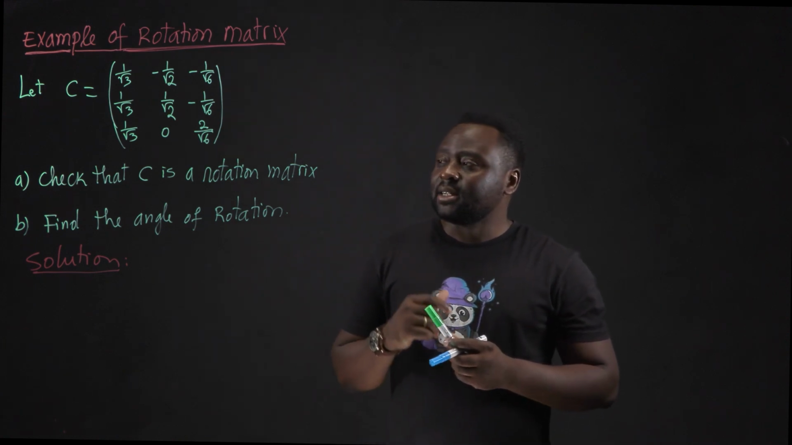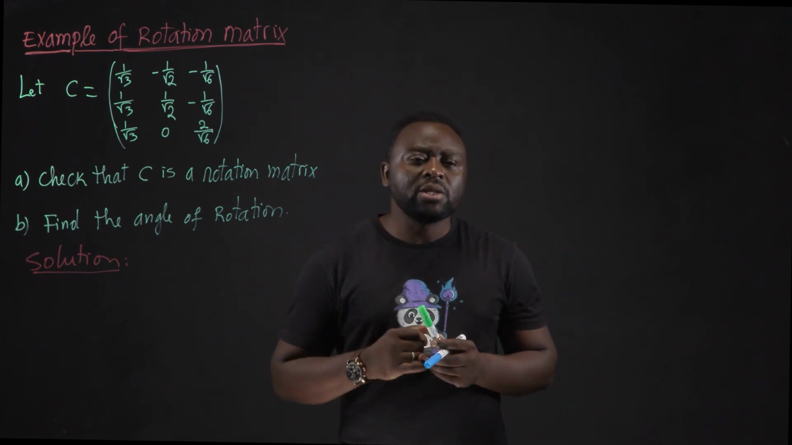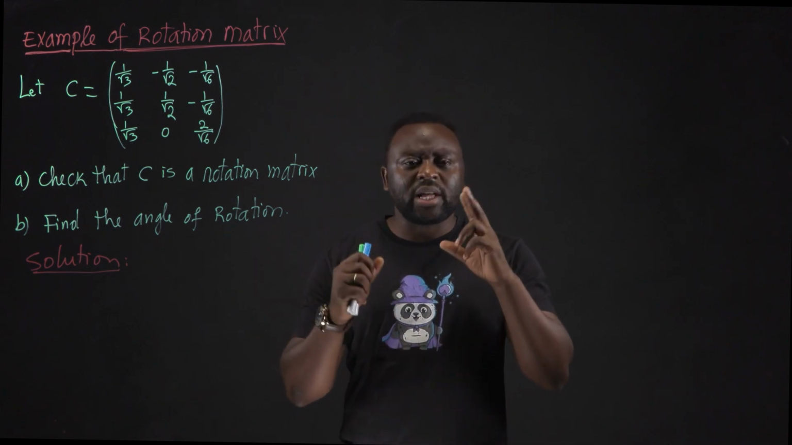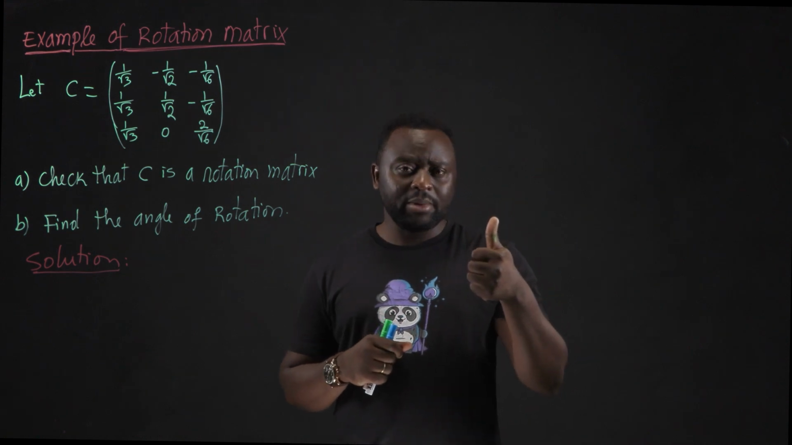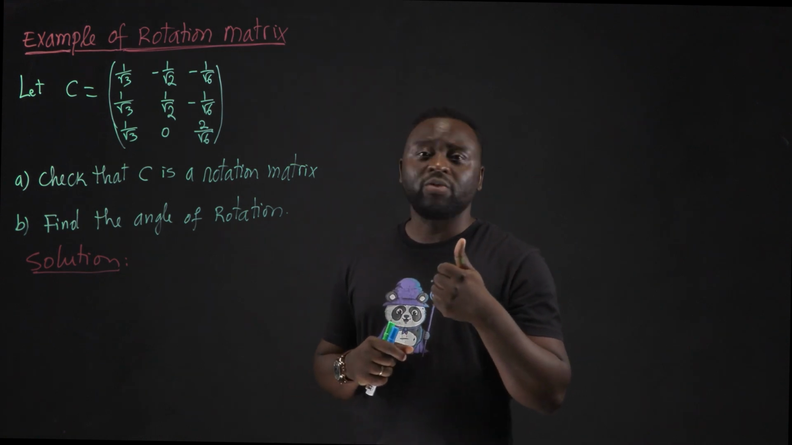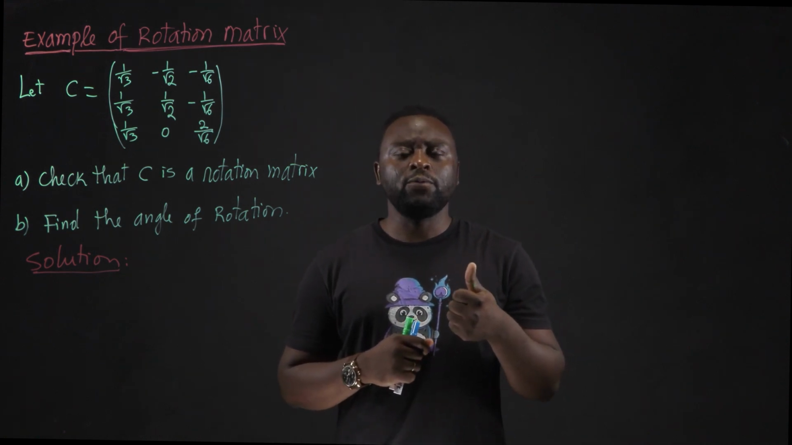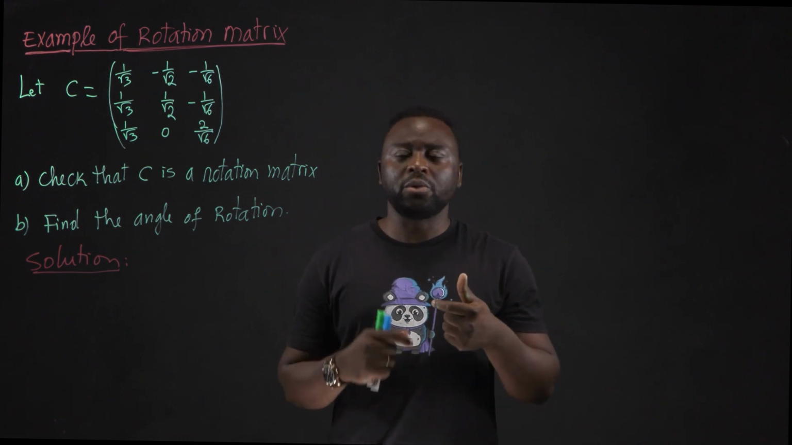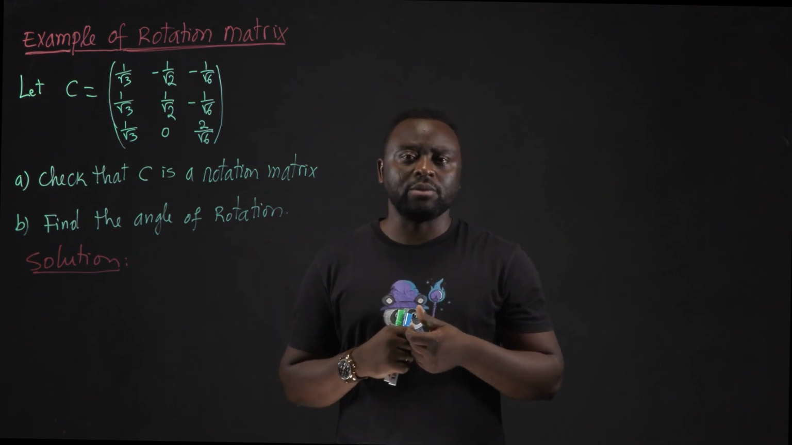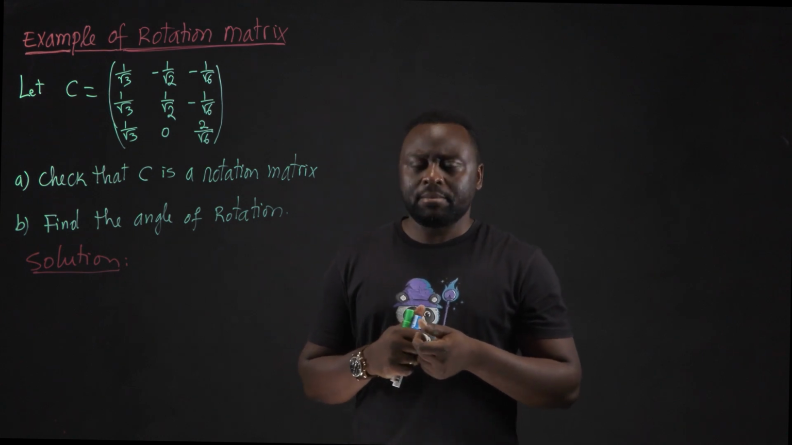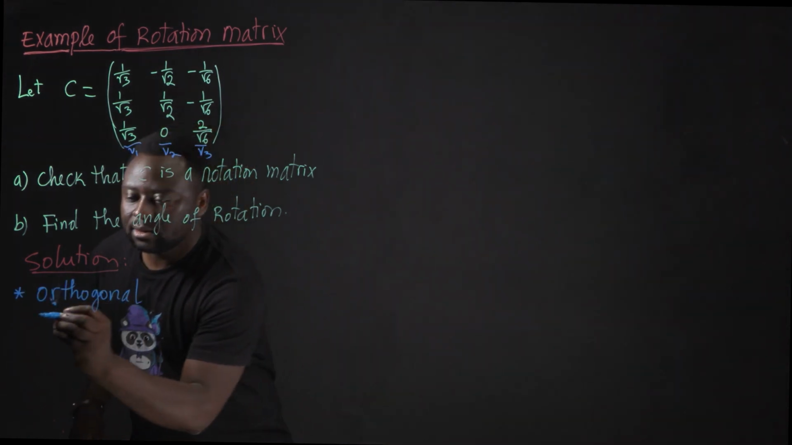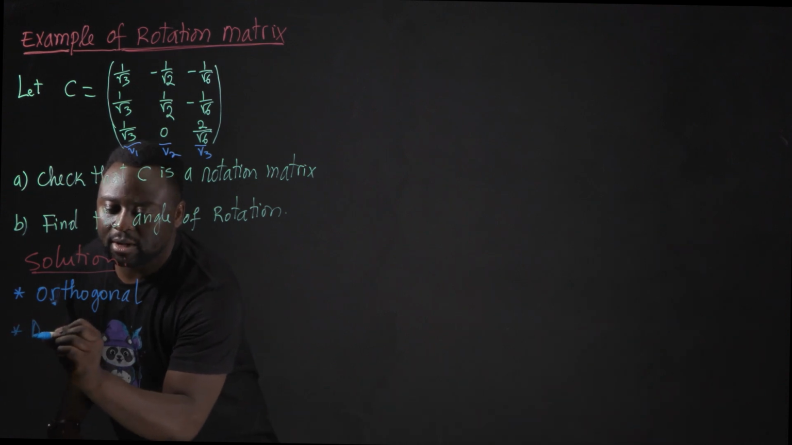All right. To check that C is a rotation matrix, we basically need two steps. The first step is to show that C is an orthogonal matrix, and the second step is to find the determinant of the matrix. If the determinant is equal to 1, you conclude that the matrix is a rotation matrix. Okay? All right, let's start with the first step. First step is orthogonality, and the second step is the determinant of C.